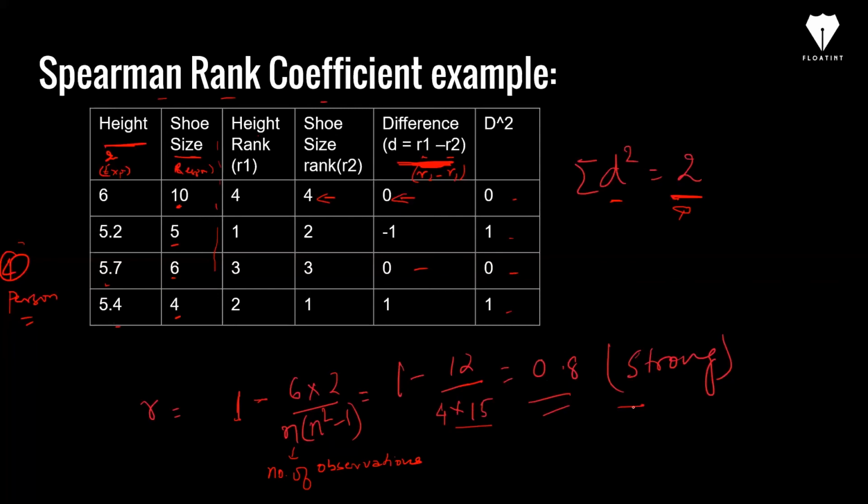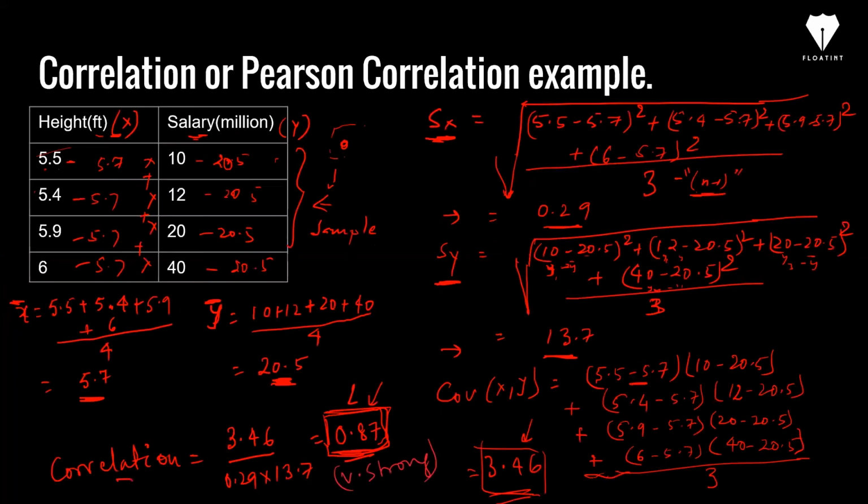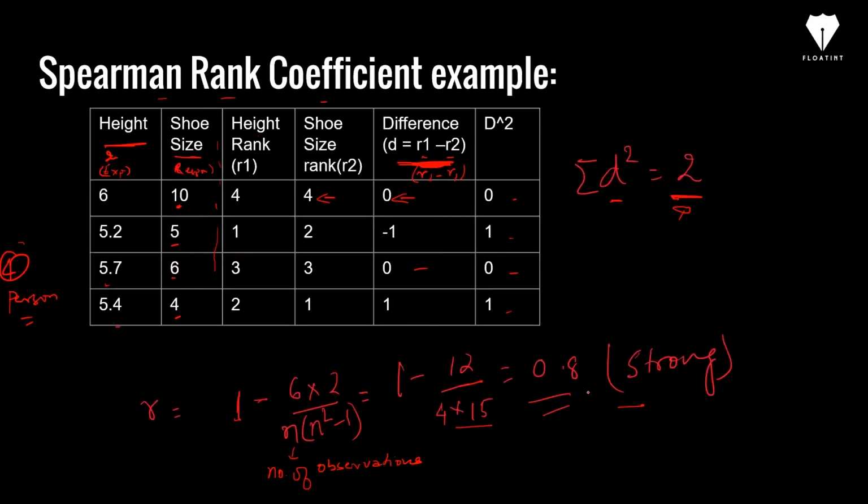Again, that is strong. So both times I'm telling, okay, that was 0.87 and this is 0.8, and in both cases I'm saying both are strong. But this I have written very strong and this I have written strong. So how to know which is very strong and which is strong, that will come in the next slide.